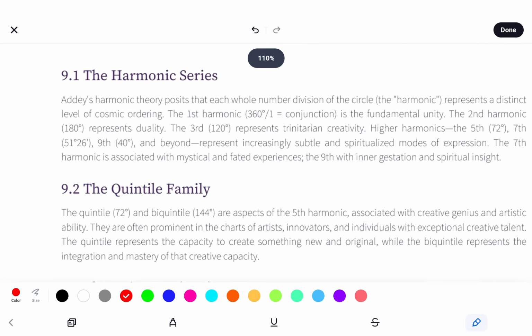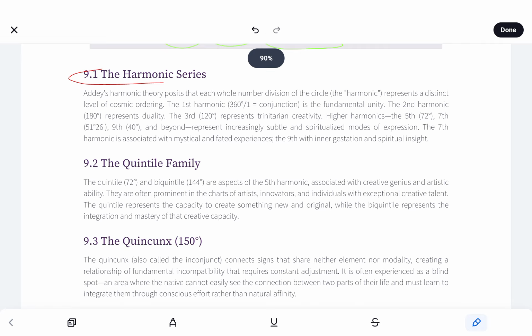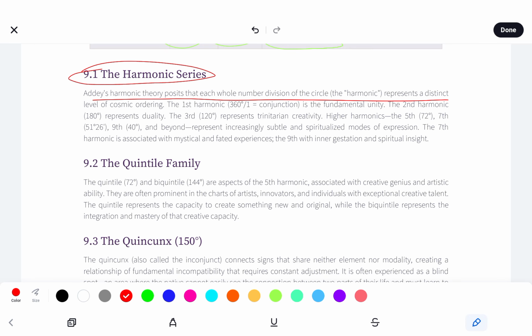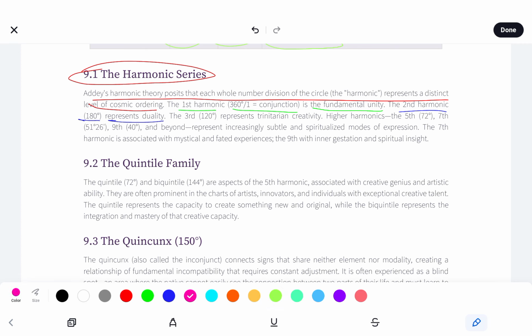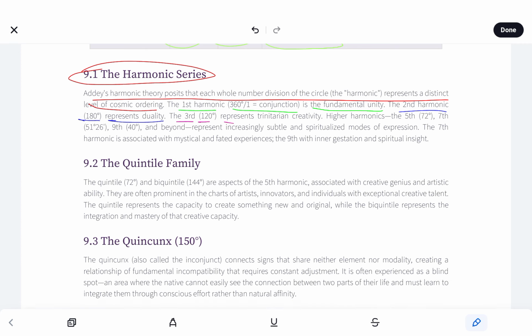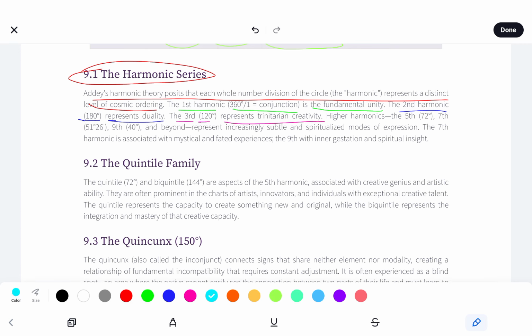Continuing on to the harmonic series itself. Addey's harmonic theory posits that each whole number division of the circle, the harmonic, represents a distinct level of cosmic ordering. The first harmonic, 360 degrees divided by 1, equals conjunction. It's a fundamental unity. The second harmonic, 180 degrees, represents duality. The third, 120 degrees, represents Trinitarian creativity.